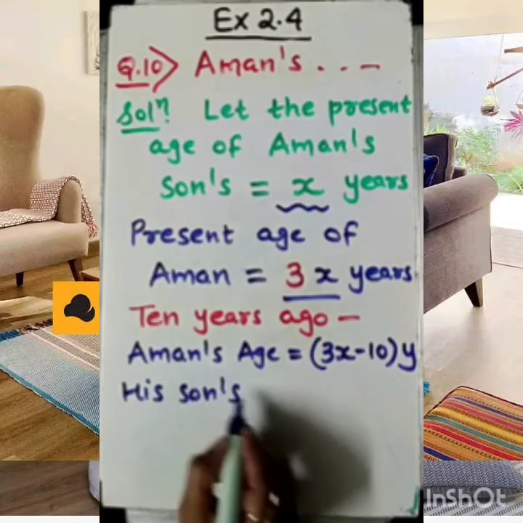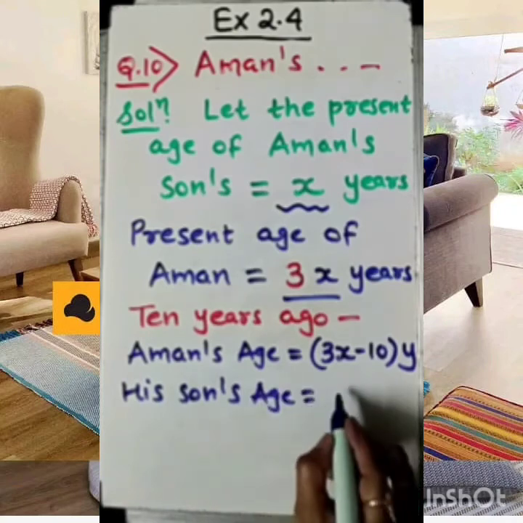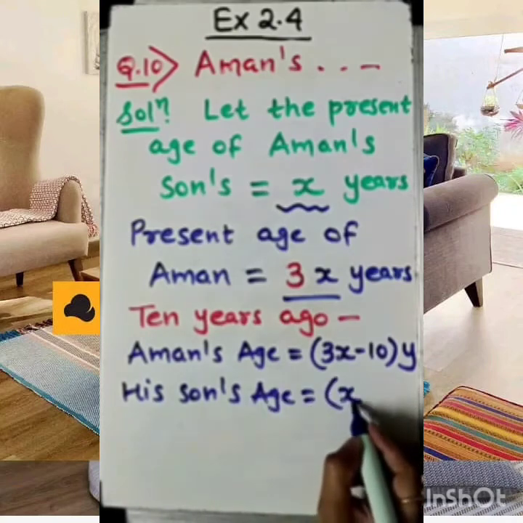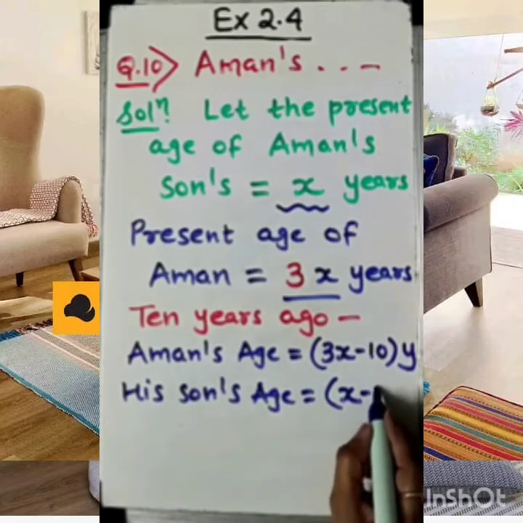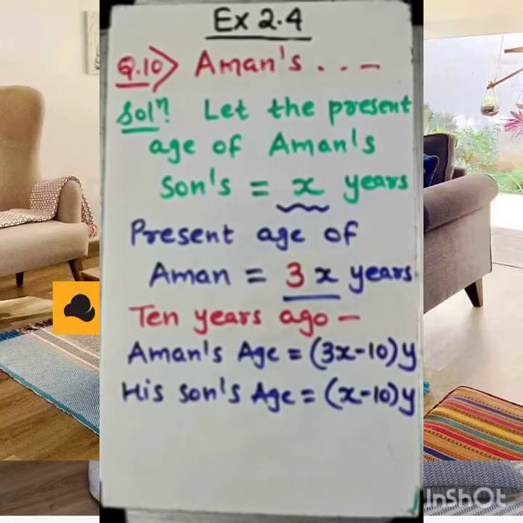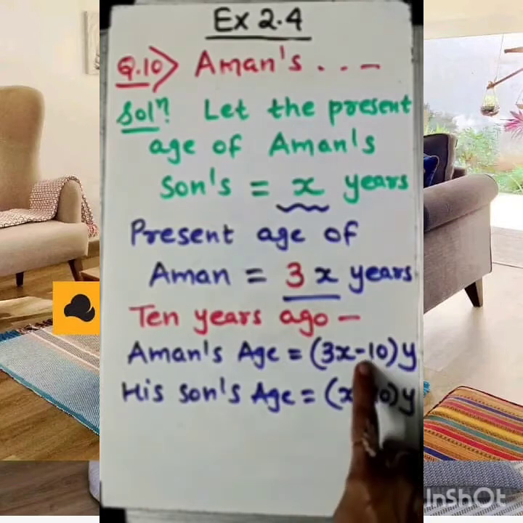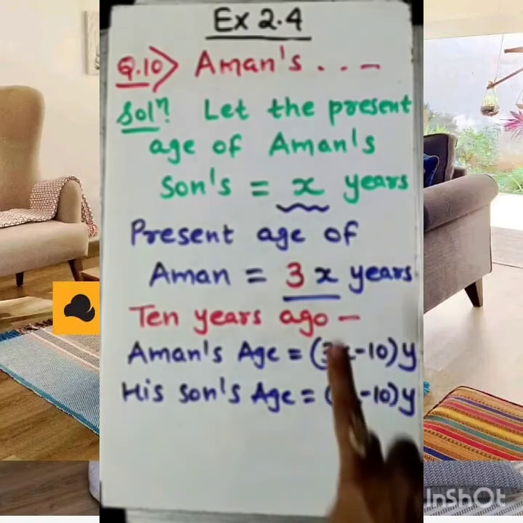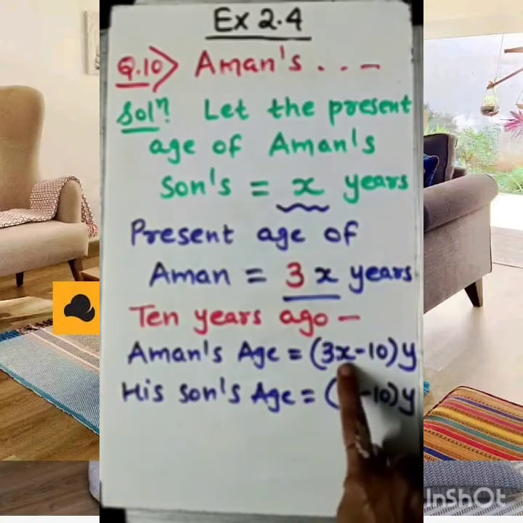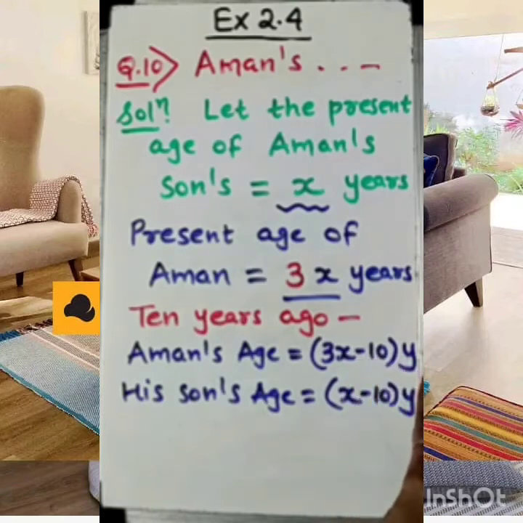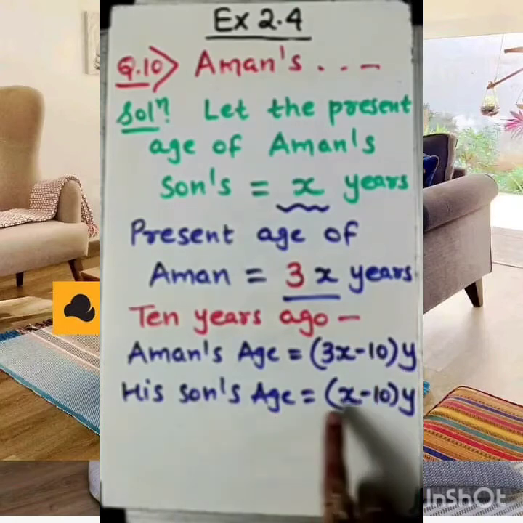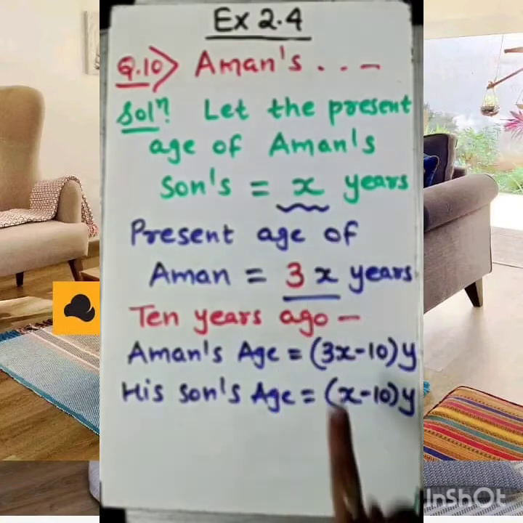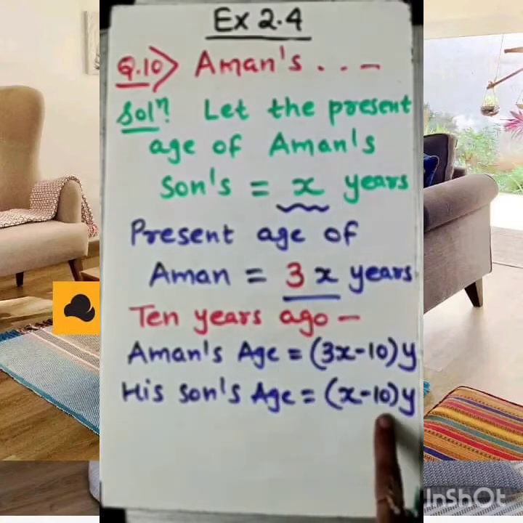Clear to you? Now his son's age. At that time, what will be his son's age? It is x years now, and it was x minus 10 years before 10 years. 10 years ago indicates going to the past, and if we go to the past, then we have to subtract 10 years from the present age. So Aman's age will become 3x minus 10 years, and his son's age, which is x years presently, will become x minus 10 years.